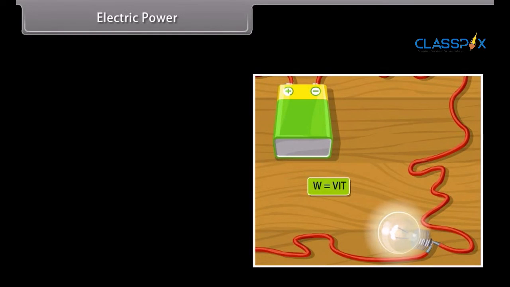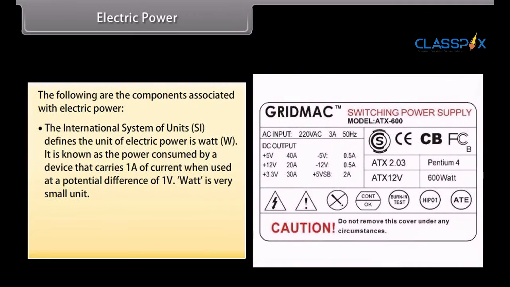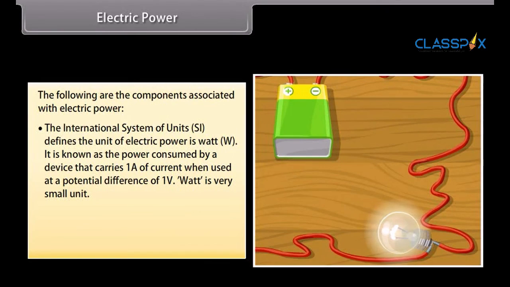Electric power. Electric power is the rate at which electric charge is transferred by an electric circuit. The following are the components associated with electric power. The International System of Units, SI, defines the unit of electric power as the watt, W. It is the power consumed by a device that carries 1 A of current when used at a potential difference of 1 V.